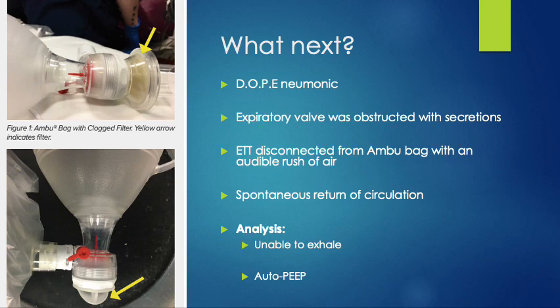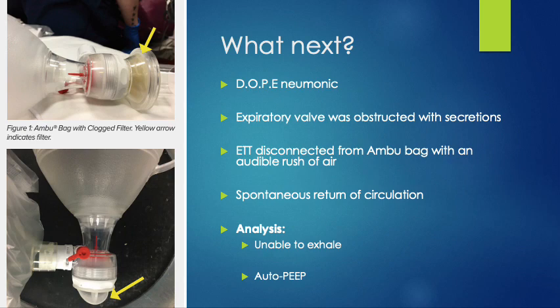Auto-PEEP is defined as the unintentional increase in alveolar pressure when complete exhalation is not achieved, and it may progressively increase. As mentioned previously, the patient became hypotensive, hypoxemic, and then went into PEA arrest. Auto-PEEP is most commonly seen in asthmatic patients or COPD patients, but this patient didn't have COPD. Auto-PEEP can result in increased work of breathing, inadequate ventilation, barotrauma, and hemodynamic instability. What happened next? The ET tube was disconnected from the ambu bag with an audible rush of air, and then there was spontaneous return of circulation.